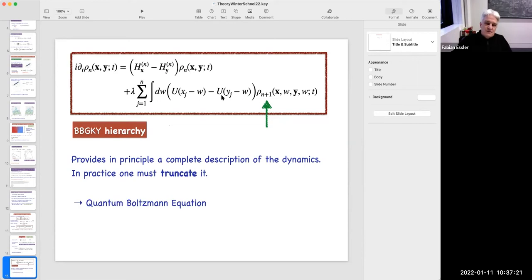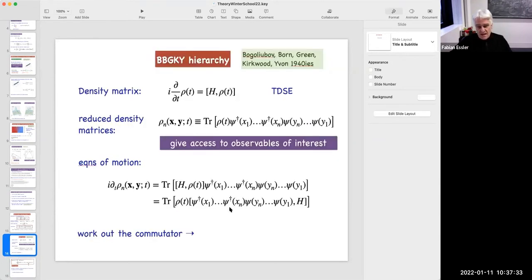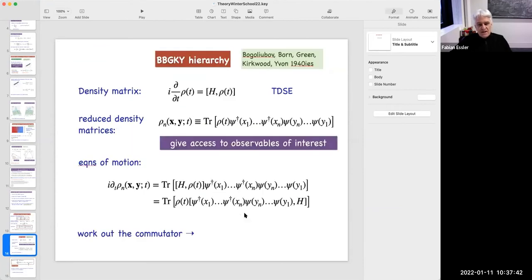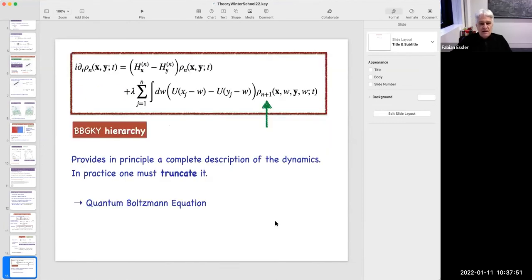And the second part in the commutator that you get now involves the n plus first density matrix. That's also easy to see because here you have n creation and annihilation operators. In the interaction term here, you have two creation, two annihilation operators. And if you calculate this commutator, you will get n plus one creation operators and n plus one annihilation operators. And this gives you something like this.